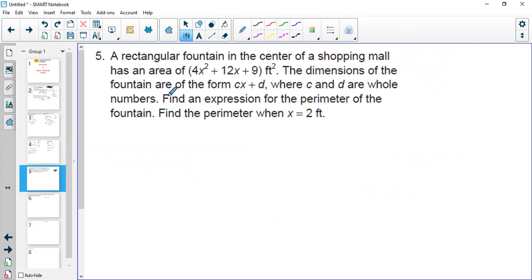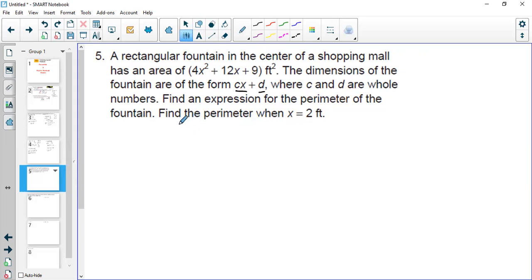So this is a problem solving question. What do they say? A rectangular fountain in the center of a shopping mall has an area of this. The dimensions of the fountain are in the form cx plus d, where c and d are whole numbers. Find an expression for the perimeter of the fountain. Find the perimeter when x is equal to 2. So they want you to find the perimeter. So definitely what they're asking you to do is write it in a perfect square form because they said it is cx plus d. So cx plus d means a plus b form.